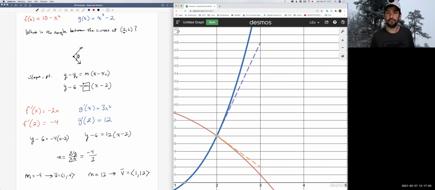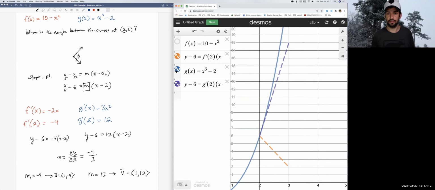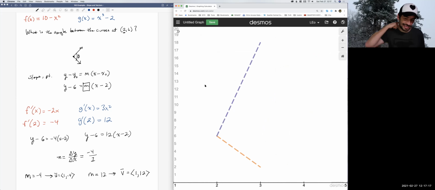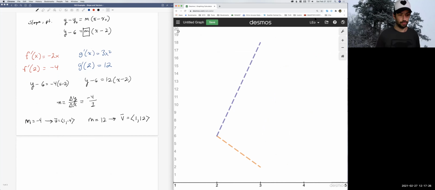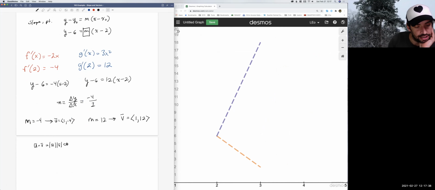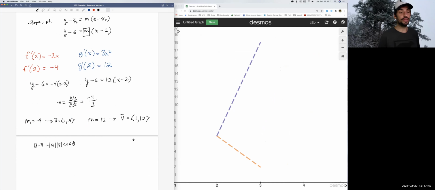Let me clear everything here, right? If we now ignore the graphs themselves, let's get rid of the functions here, let's get rid of this grid. The question is now, what's the angle between these 2 lines? The angle between them. And we know how to solve that. Let's do that work. We know that if we take u dot v, we get the magnitude of u times the magnitude of v times the cosine of theta, the angle between them, right? The angle between 0 and pi.